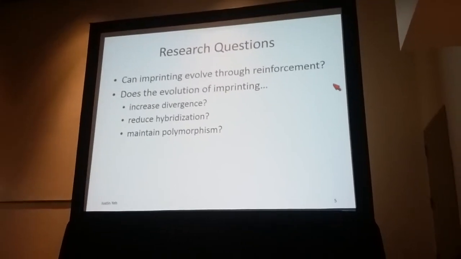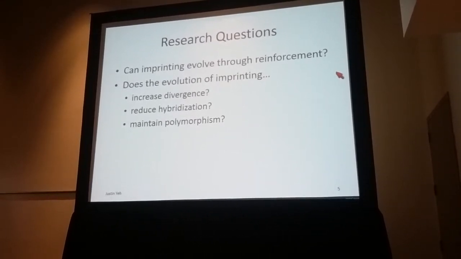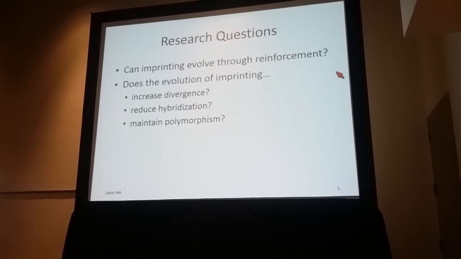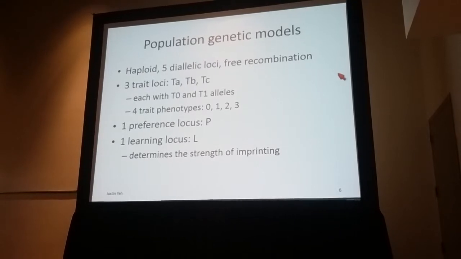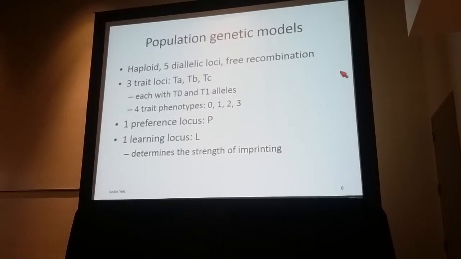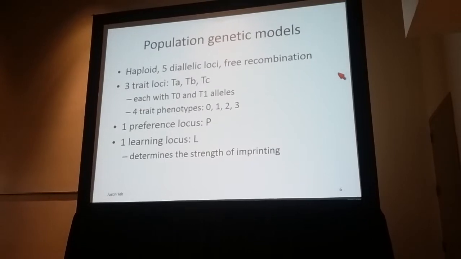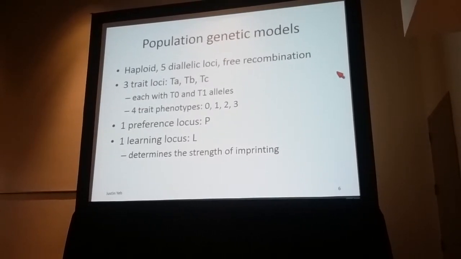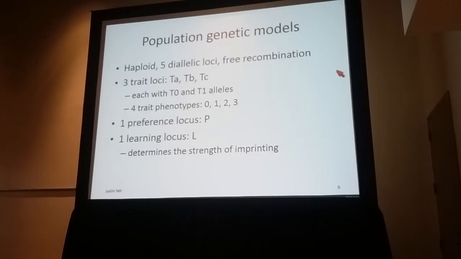So that leads me to my research questions: can imprinting evolve through reinforcement? And if it does, does the evolution of imprinting increase divergence, reduce hybridization, and help maintain polymorphism? To answer those questions, I use population genetic models. In this model, I assume haploidy, 5 loci, each with 2 alleles, and free recombination between all of those loci. 3 of those 5 loci determine a trait in an additive manner, and there's also a preference locus and a learning locus which determines the strength of imprinting. I'll explain them in more detail in just a second.